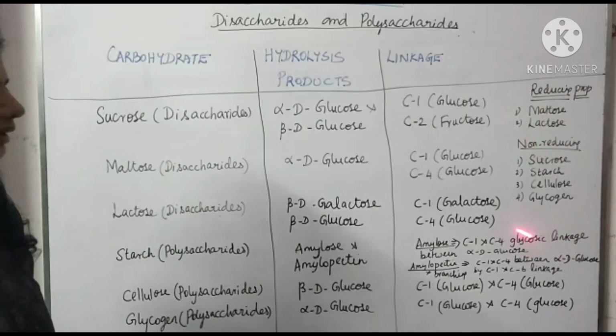For the reducing property, maltose and lactose have the reducing property. The non-reducing sugars are sucrose, starch, cellulose and glycogen.